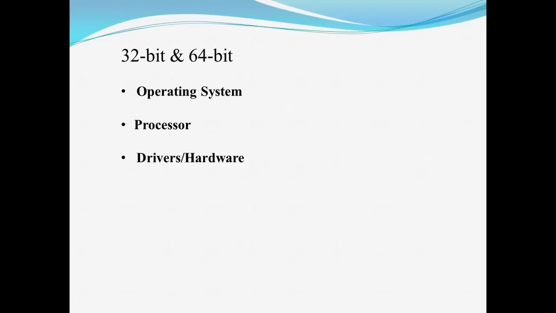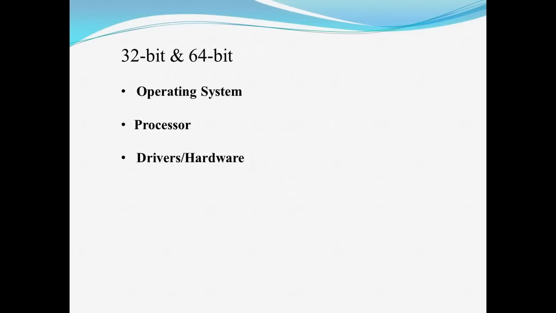With the 32-bit operating system, the maximum amount of RAM that is able to be used is 3.5 gigabytes. On the other hand, with the 64-bit, depending on which version of Windows you are using, the maximum is up to 192 gigabytes.